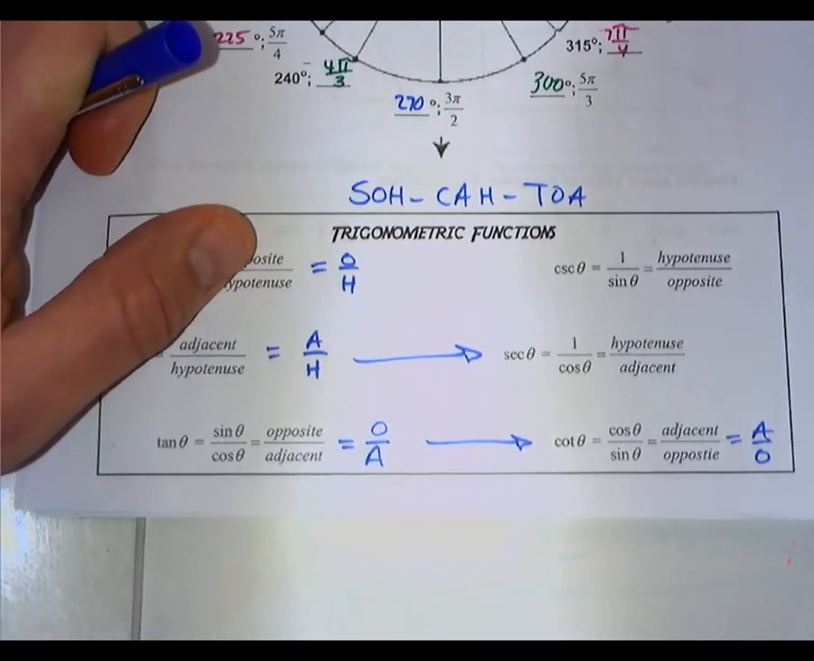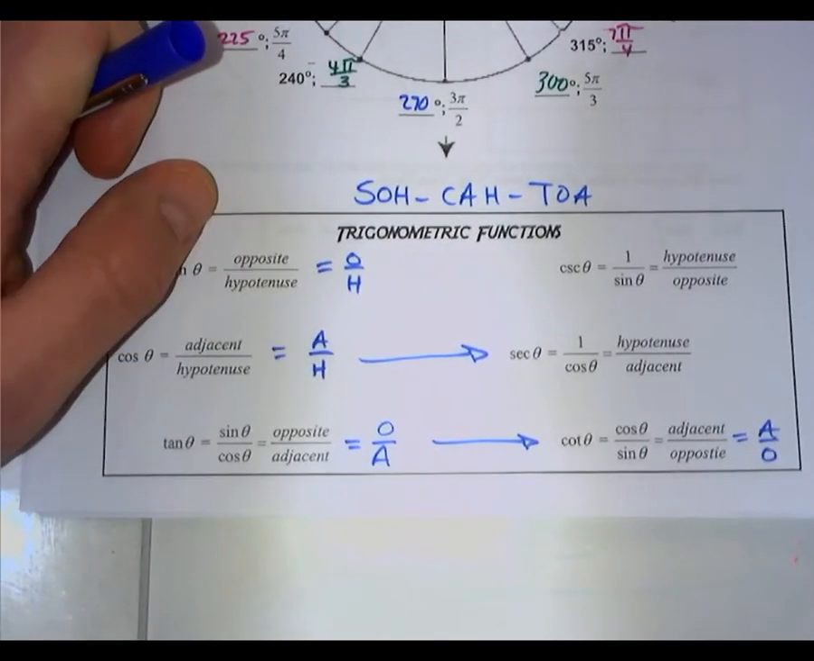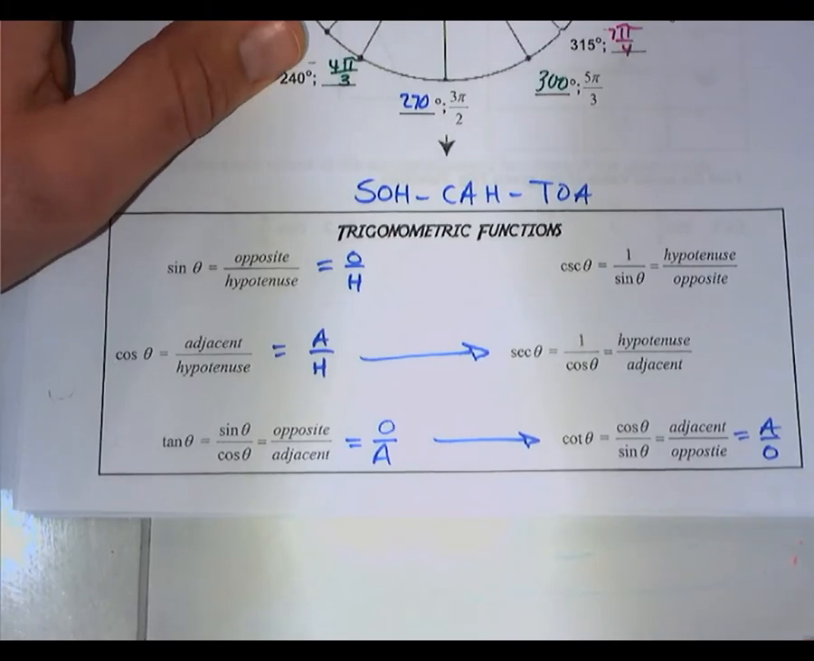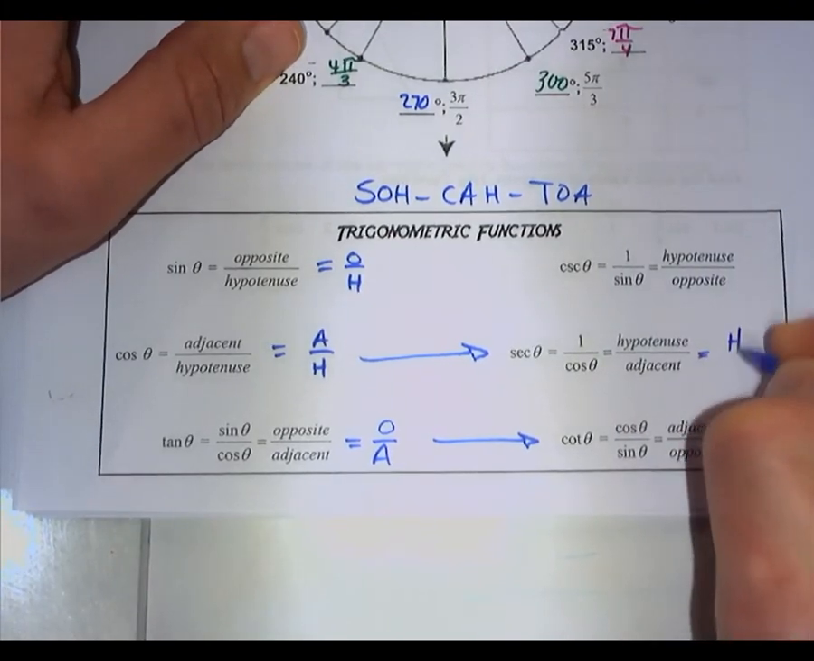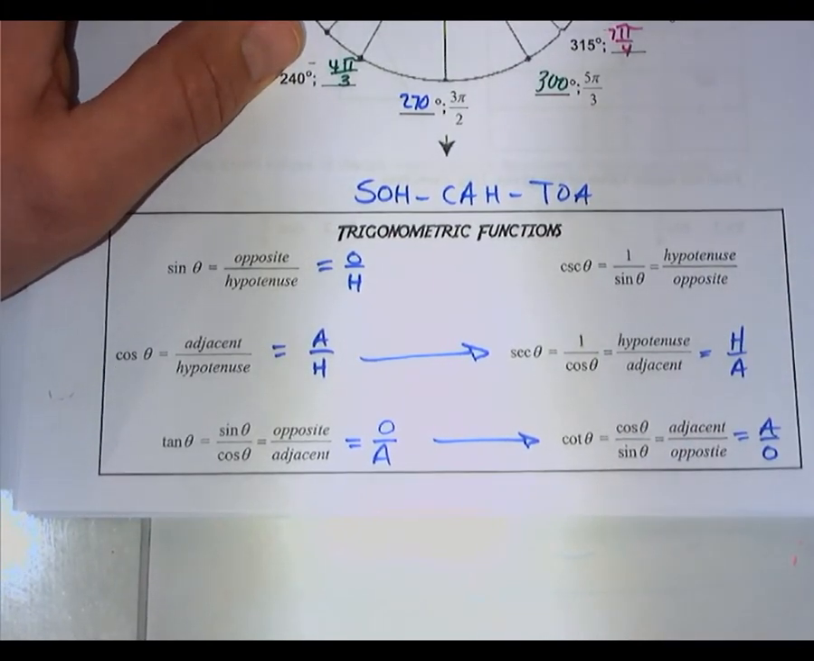Cosine's buddy is secant. Remember, they don't start with the same letter. So C and S, S and C. Secant is 1 over cosine. That's the funny one. Ha! Just take A over H and flippy-flop.